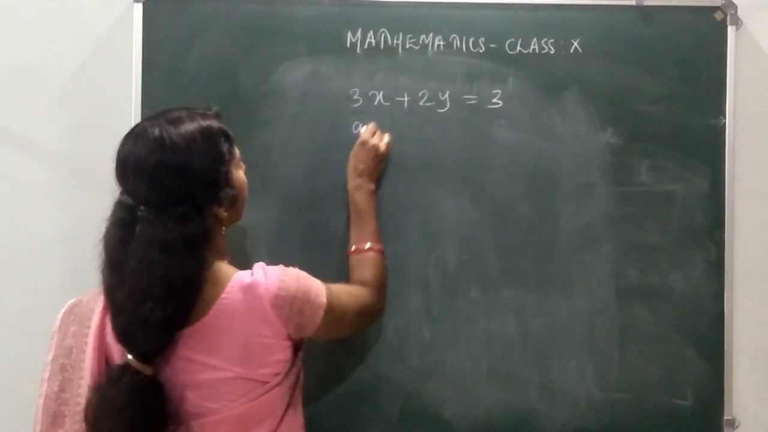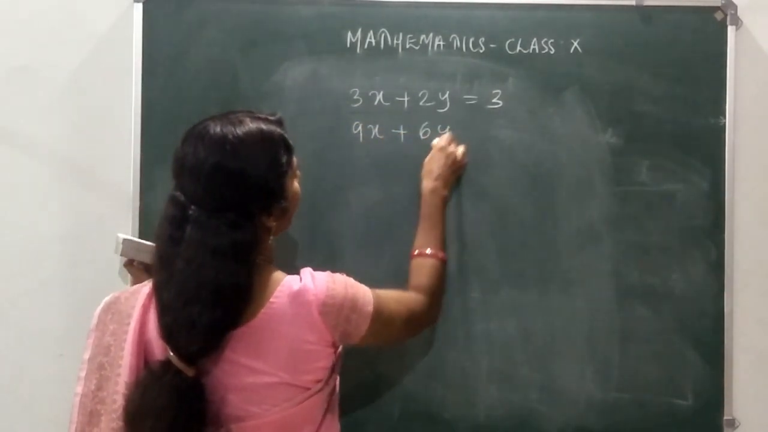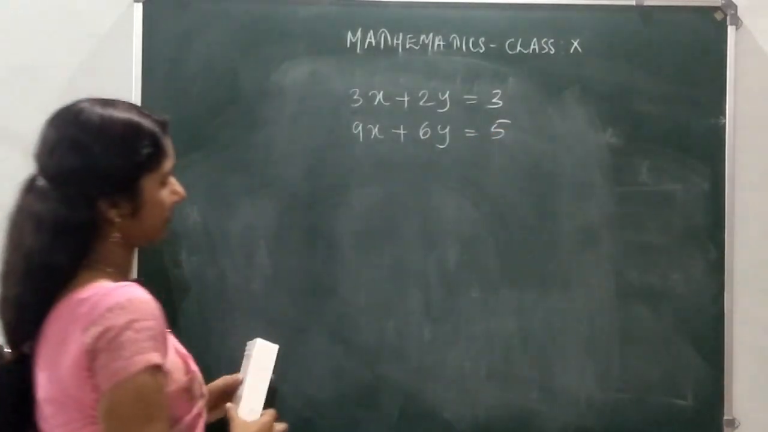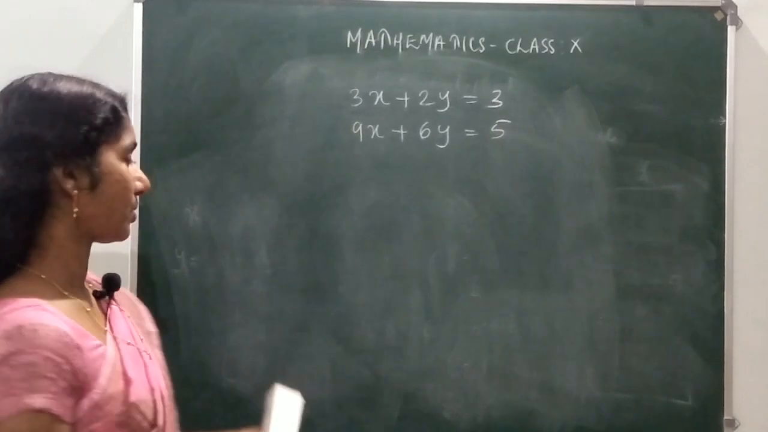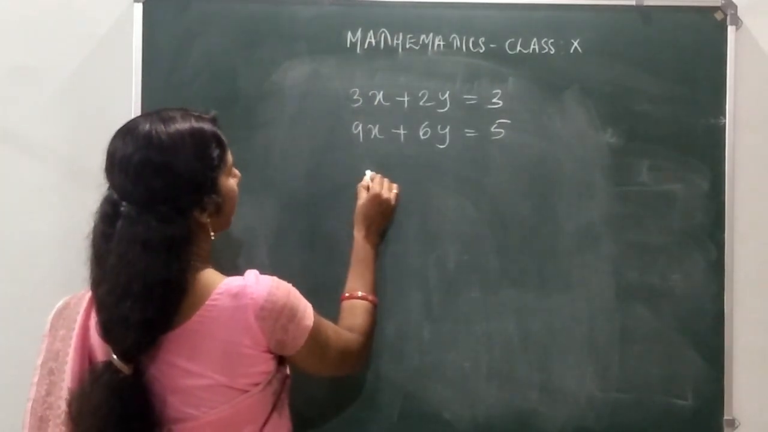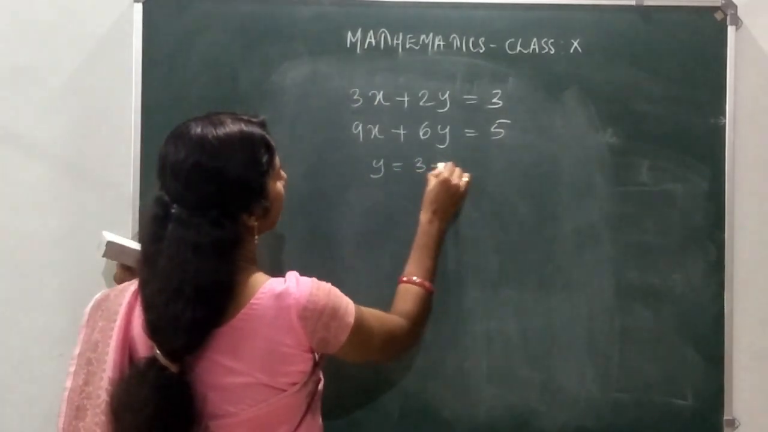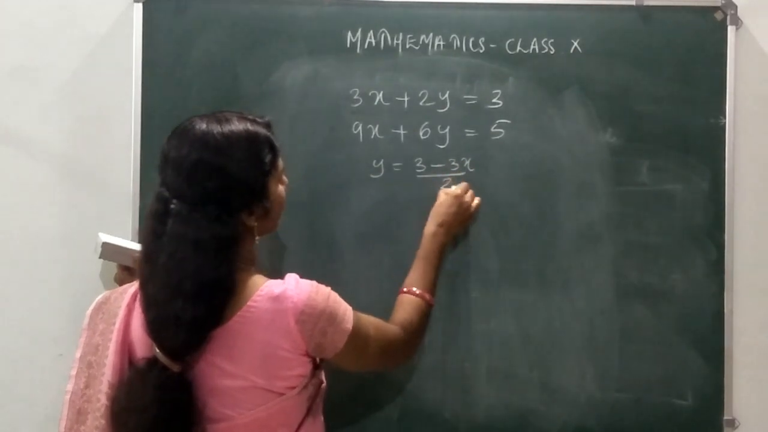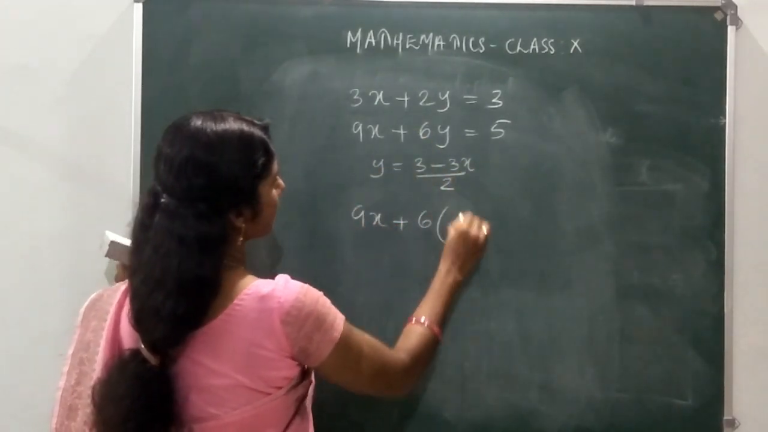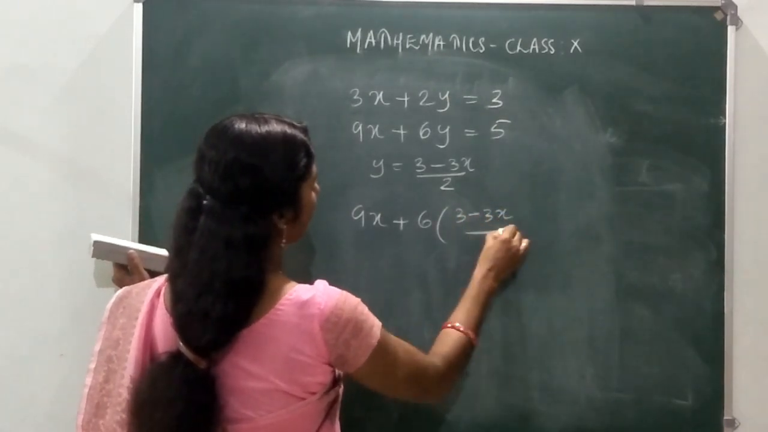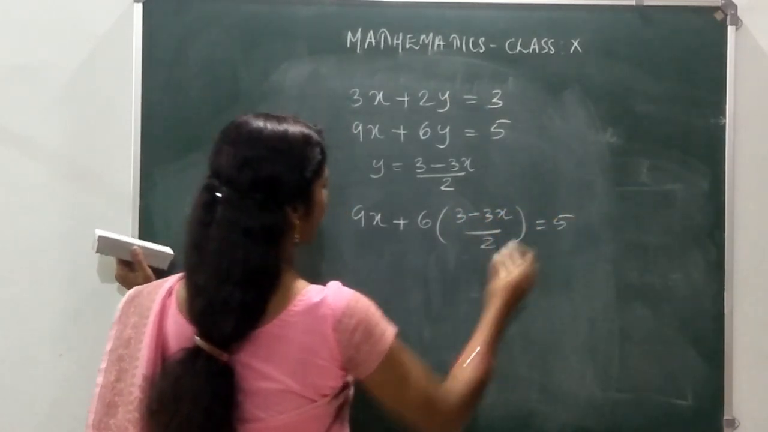The second equation is 9x plus 6y is equal to 5. We are going to solve this equation. From the first equation we can write y equal to (3 minus 3x) by 2. Put this value in the second equation: 9x plus 6 into (3 minus 3x) by 2 equal to 5.